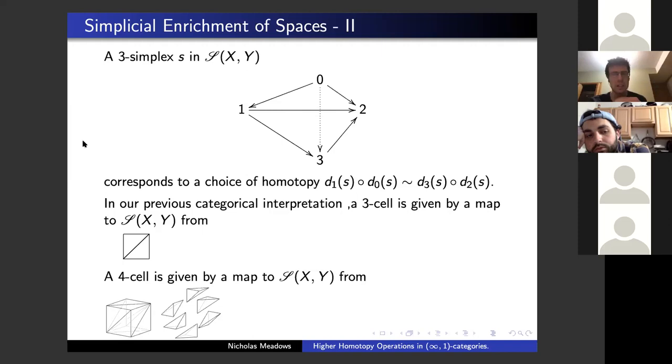Oh, I have a question. Mm-hmm. This notion of choice of homotopy reminds me of filling for horns. Sorry?